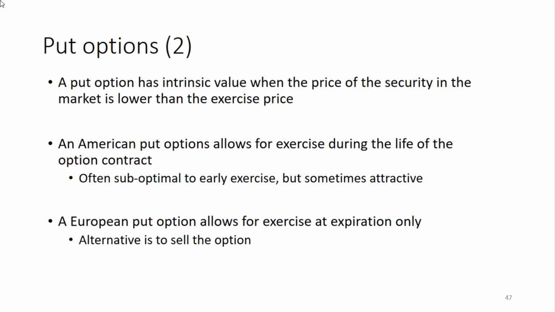So a put option has intrinsic value when the exercise price is different from the actual market price. So if the underlying security has a lower value in the market than the exercise price, then it's attractive for the put option holder to exercise the option. So with American put options, that can already happen during the life of the option contract. Also there, very often it's far more attractive to wait, because the situation may become even better. So we say then it's suboptimal to exercise early.